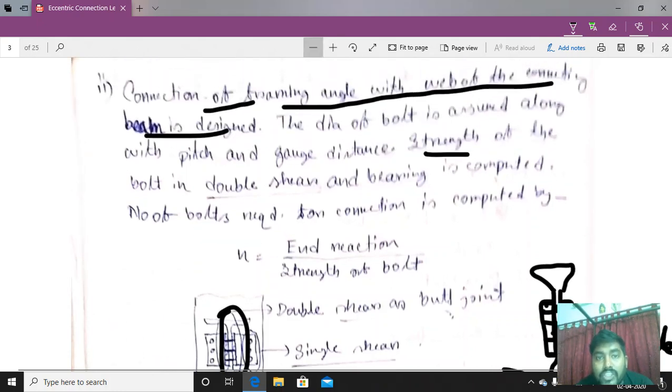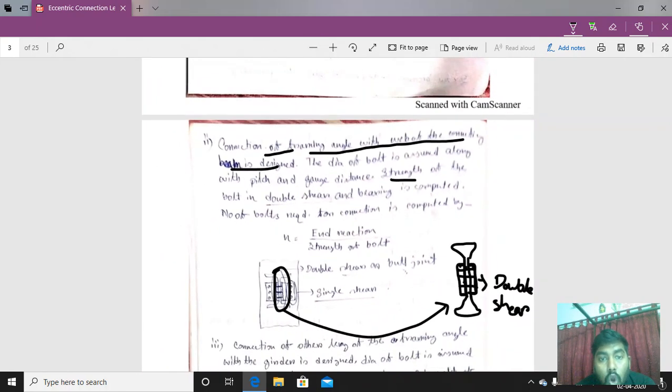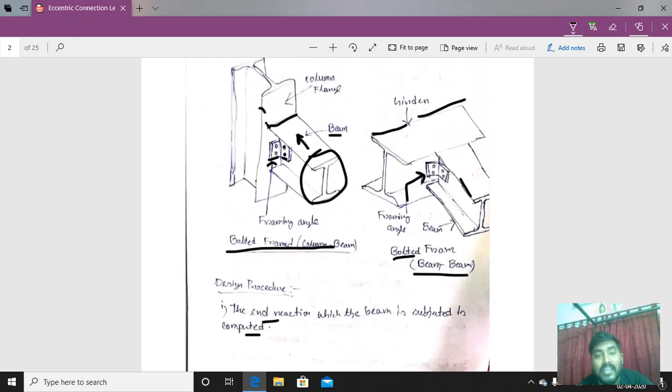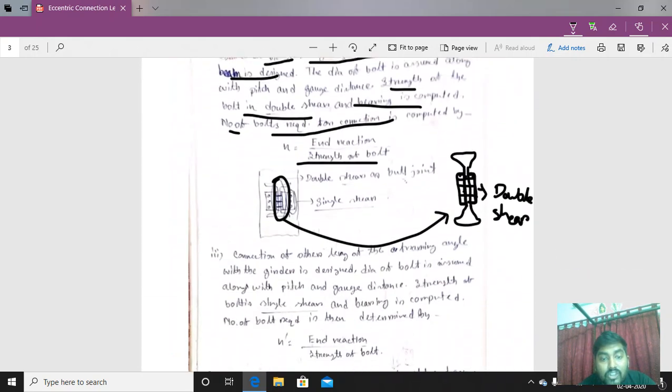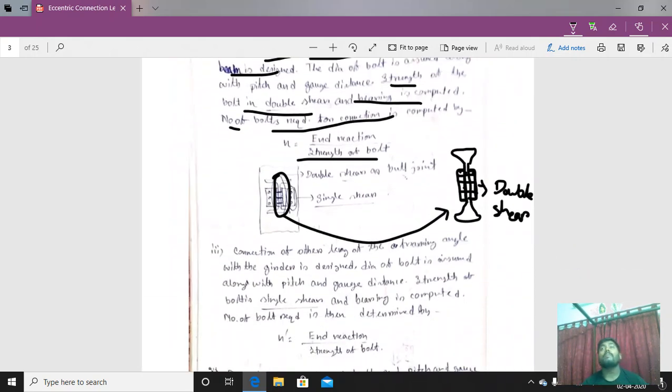Okay, it always stays in double shear. So the strength of the bolt in double shear and bearing is computed, and the number of bolts required for the connection is determined by this condition: end reaction divided by the strength of the bolt. The end reaction that is acting, that is the R value that we have taken, divided by the strength of the bolt in shear or bearing, whichever is the lowest value.